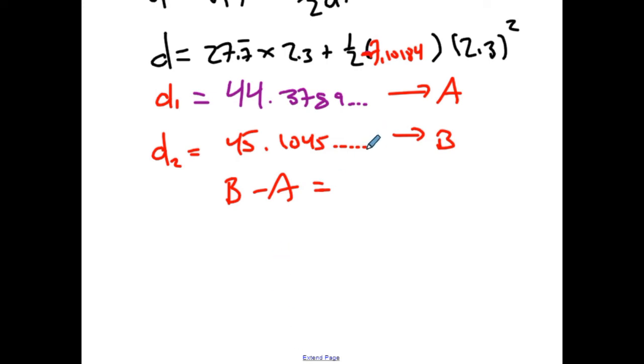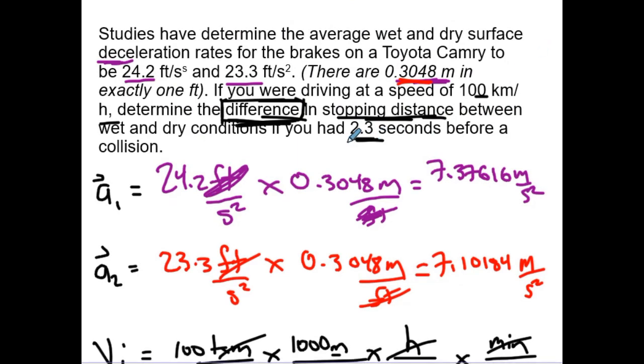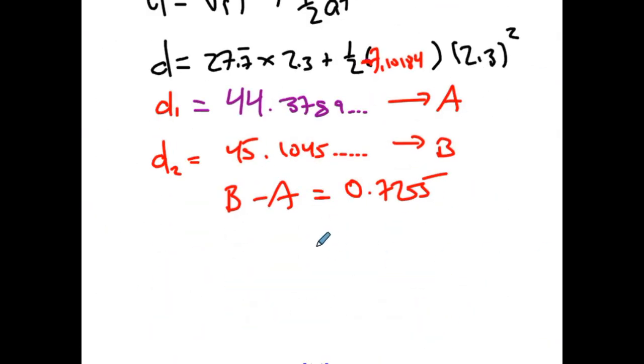And hopefully you'll get something like this, 0.7255. Now we can do sig digs. So sig digs, looks like I'm seeing 2.3 seconds is 2 sig digs. So let's make it 0.73 meters. And then, is that reasonable?